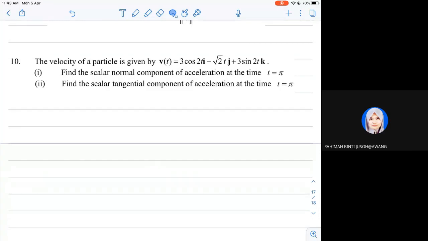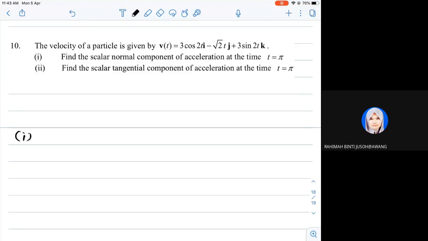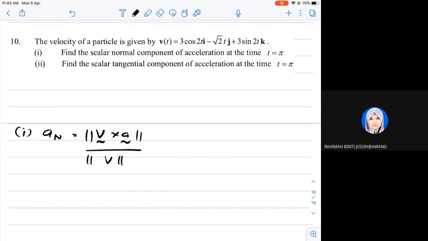Okay, let's say normal component. Soalan nombor 1 tu. Alright, so normal component of acceleration, notation dia a_N. And the formula is magnitude of v cross a divided by magnitude of v. Dia sama je guys, cumanya sekarang ni dia melibatkan yalah you kena cari v, kena cari a dulu. Okay, dalam soalan ni dia bagi v je.